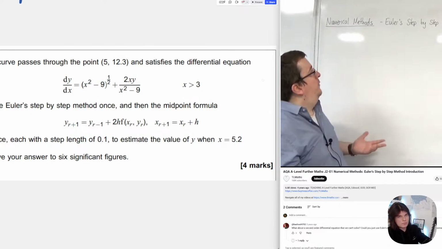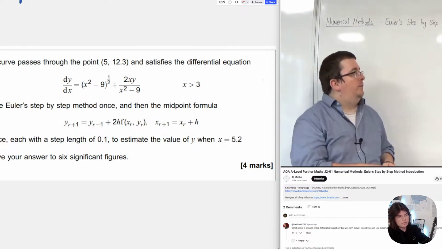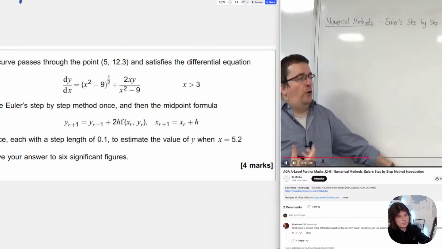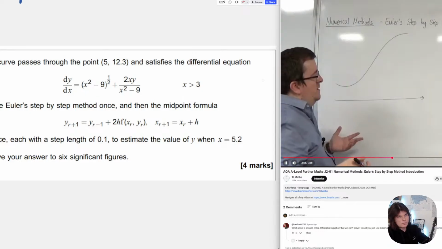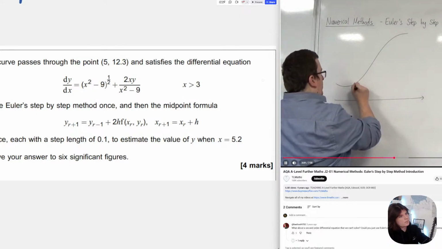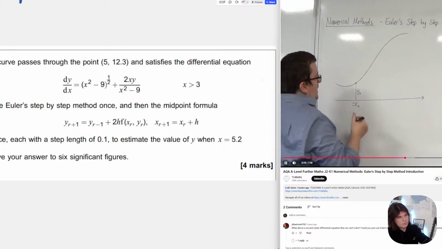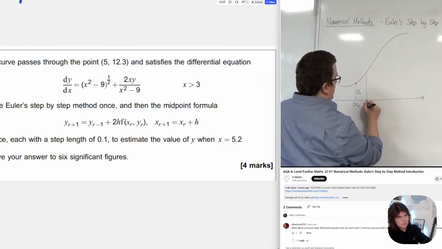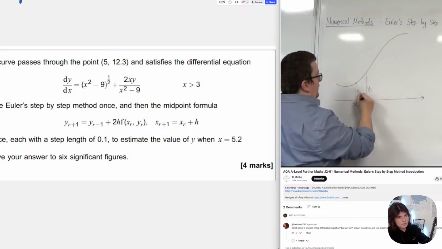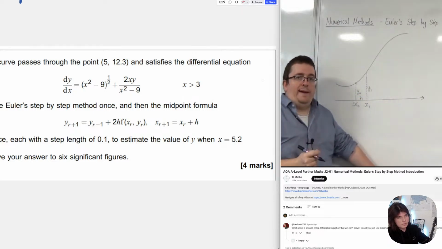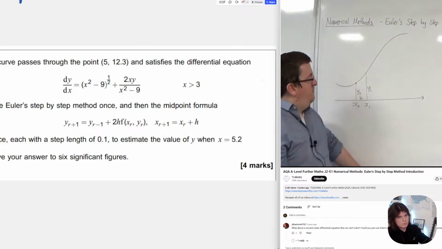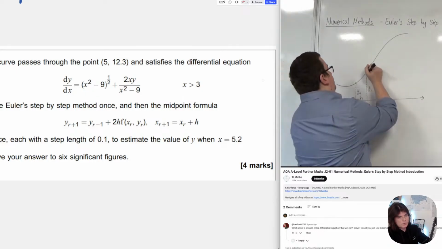Well, one way is to use Euler's step-by-step method. So the idea is that we have a point, and then we could have a point that's very close to it, this point here. This would be x1 and this would be y1, and this distance is our step length, which we'll call h. So it's looking very similar to what we would do with the trapezium rule, mid-ordinate rule, etc.